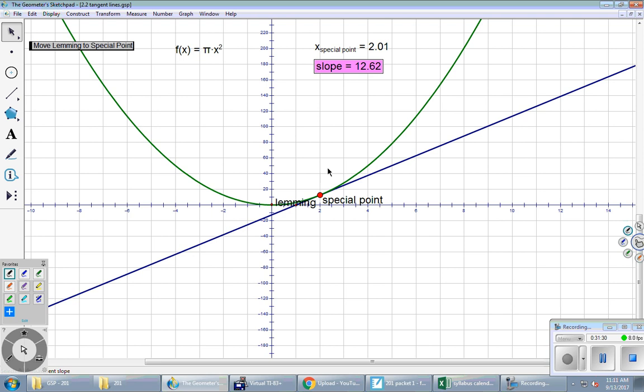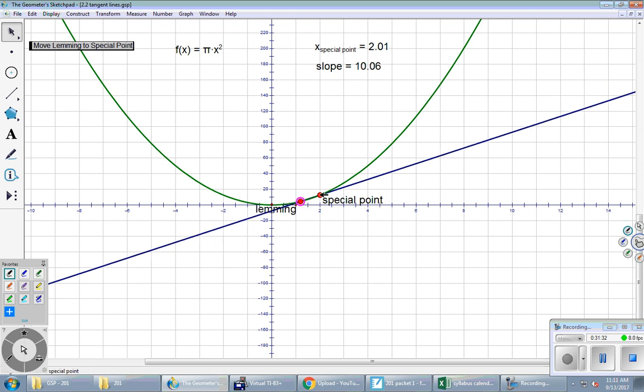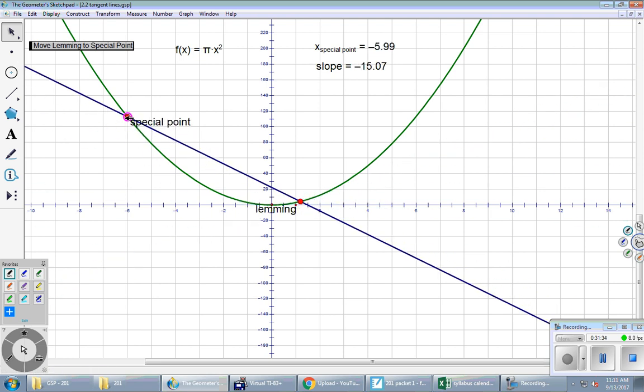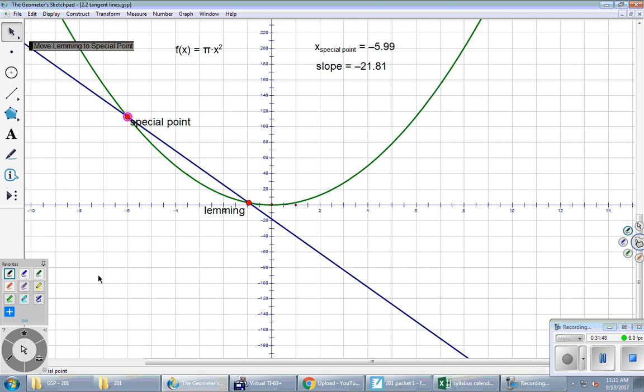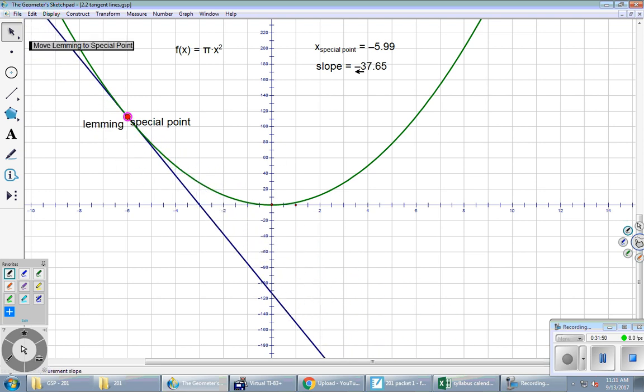The derivative is the slope of the tangent line. If I were to move my special point someplace over here, say -6, is it an uphill or downhill tangent line? Downhill. So is the derivative at -6 going to be a positive or negative number? Negative. The derivative is the slope of the tangent line. So the derivative at -6 is right around -37 and change.